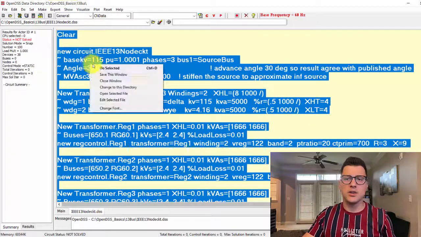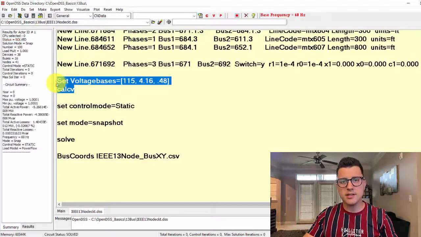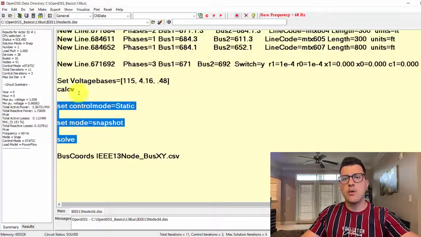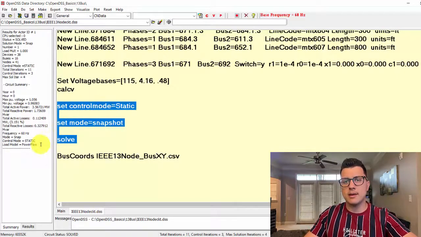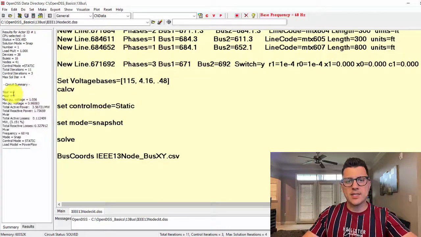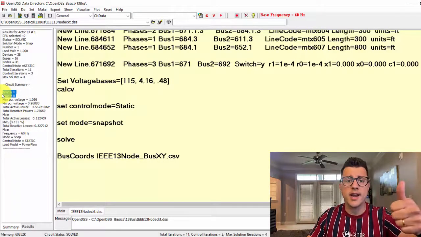so you could do select here, and then let's run the calc voltage base, and then control mode static, set mode snapshot, and solve. Let's do that. Well, when we do this, we get some information in those properties. The first property is year and the second one is hour, and actually it's 0 for us here because we are using the snapshot mode. We're gonna see different numbers here when we use time series mode, for instance daily and yearly.